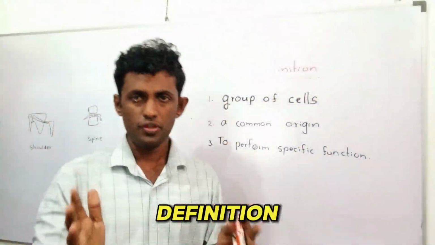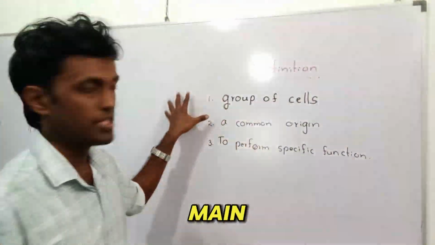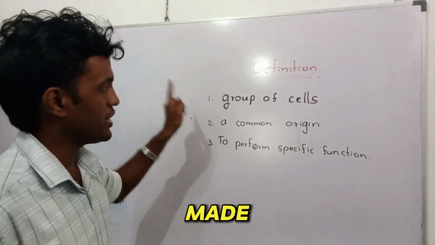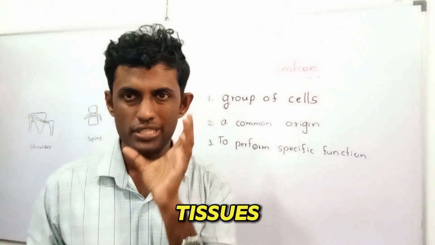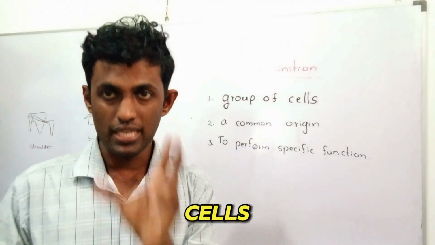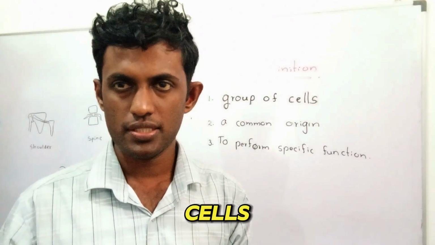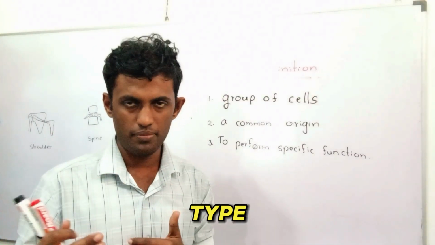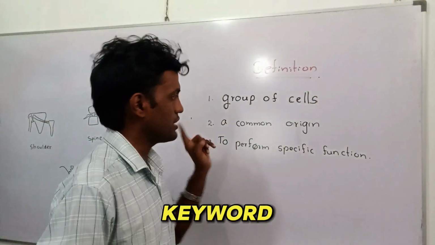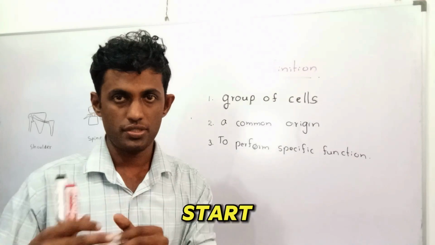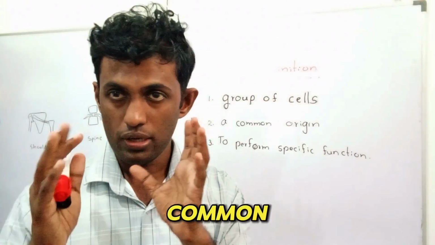So guys, the definition of tissues has three main keywords. The first one is that tissues are made up of a group of cells. Tissues means a group of cells. They have multiple cells, sometimes one type of cells, sometimes more than one type. The second keyword is they have a common origin. They start from a common origin.